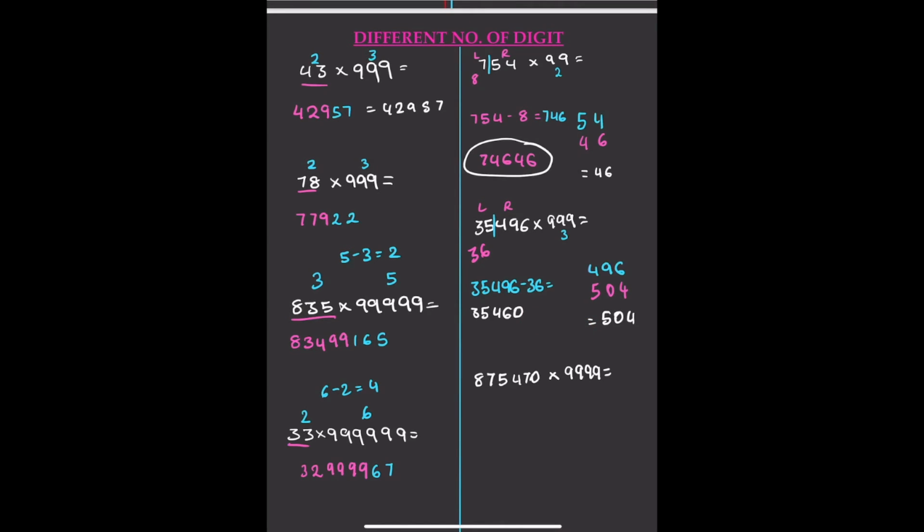So when merging them, we get an answer of 35460 from the left hand side, merge it with 504 on the right hand side, which gives an answer of 35460,504. So that's the answer for 35496 times 999. Okay, so now let's go into the final one.